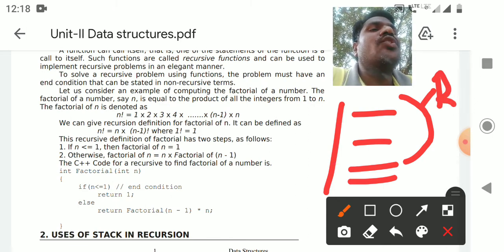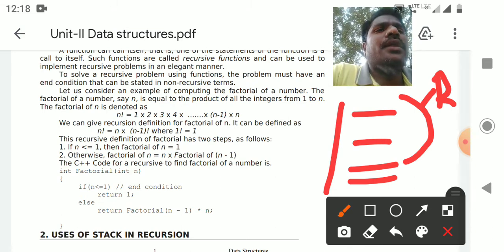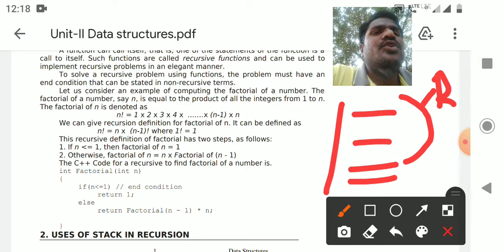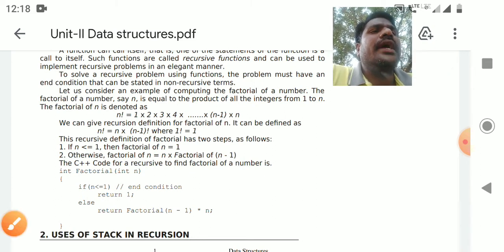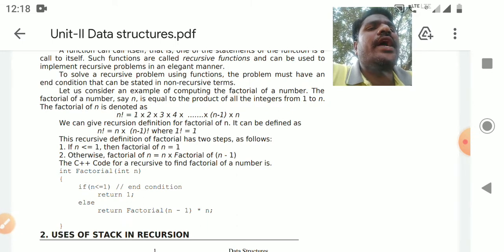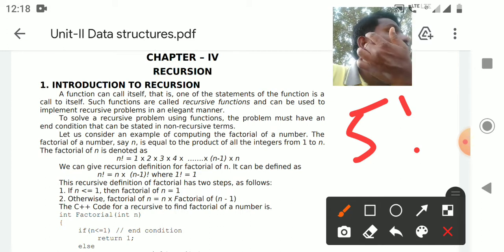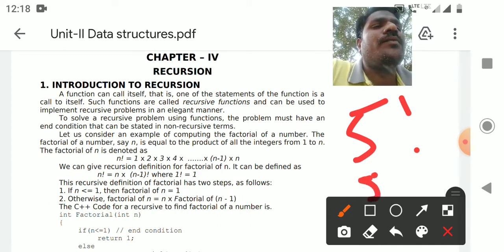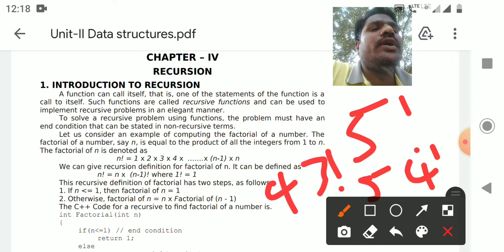So, these recursive functions are used to properly implement recursive problems. To solve a recursive problem, there must be an end condition. For example, if you take a factorial, the factorial of 5 means 5 into 4 factorial. What is the 4 factorial? 4 into 3 factorial.